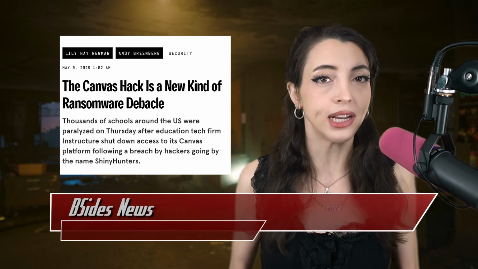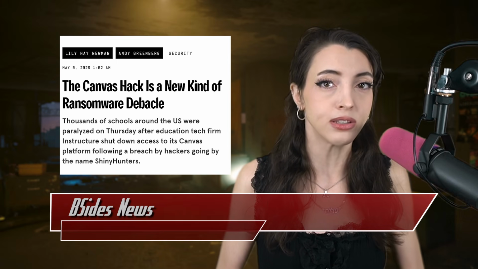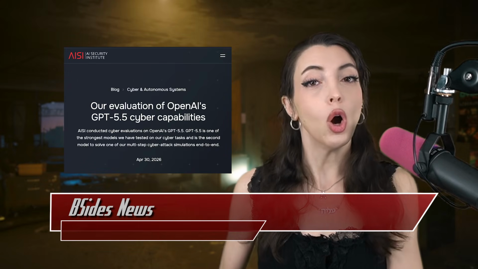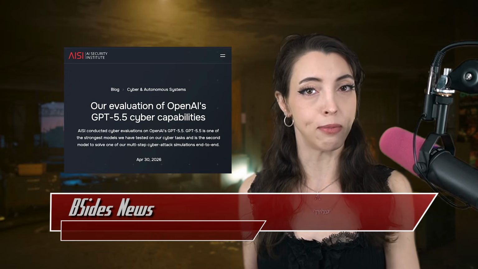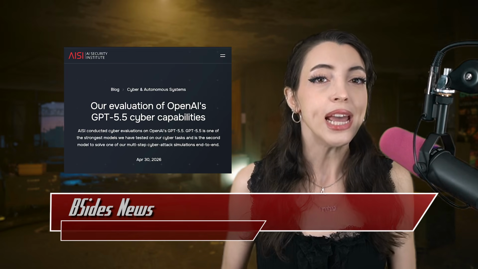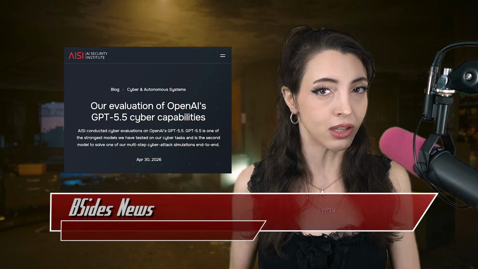At the time of writing, Instructure, the company behind Canvas, appears to have met the demands of ShinyHunters and paid the ransom. OpenAI has released their ChatGPT 5.5 model, and according to testers like the AI Security Research Institute, it is at a similar level to that of Mythos.